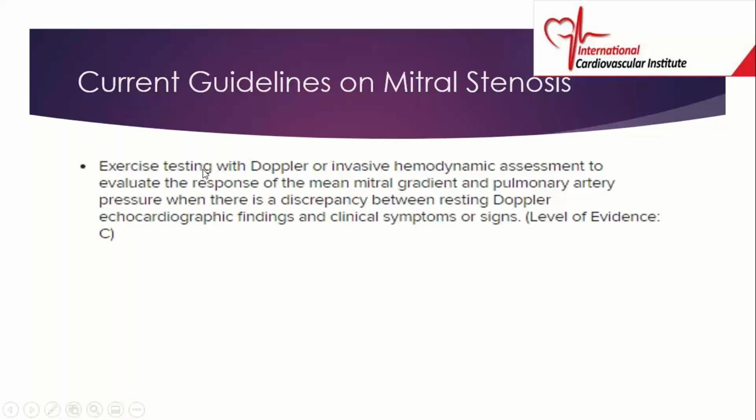Again, your patient comes to you, and when you do your numbers, the numbers don't look too bad, but they tell you that they have shortness of breath when they exert themselves. You have to exercise those patients. And then when you exercise the patient, you're going to look at the gradient, the mean gradient, and the pulmonary artery systolic pressure. See how it goes up tremendously.